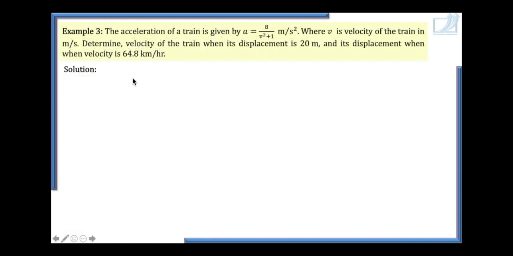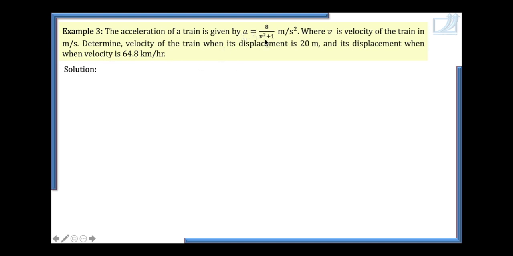Read this problem. Acceleration of a train is given by a is equal to 8 divided by v squared plus 1 meters per second squared, where v is velocity of the train in meters per second. Determine velocity of the train when its displacement is 20 meters and its displacement when velocity is 64.8 kilometers per hour.